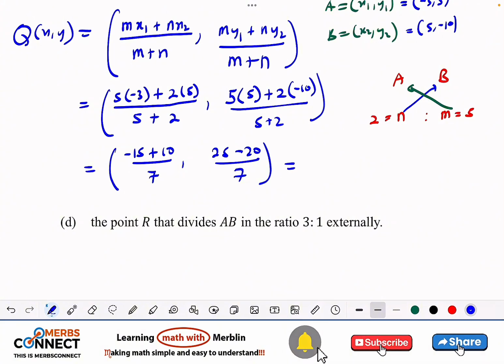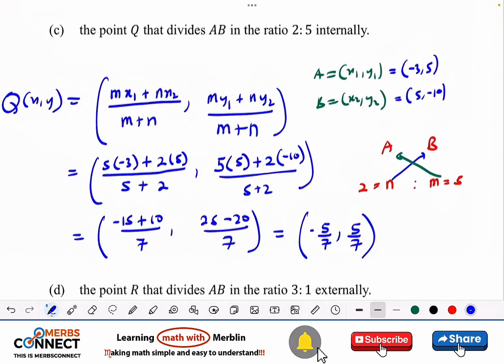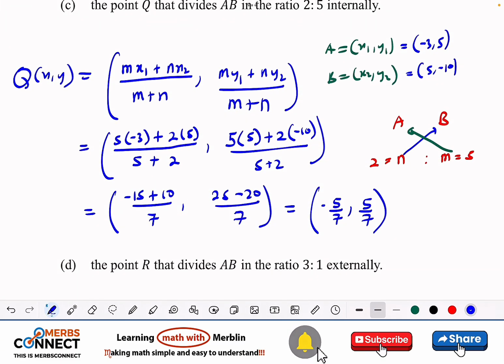And guess what we are going to get? The top, when I add, I'm going to have minus 5 on 7. And then this one too is going to give us 5 on 7. Wow, we did it, right? So basically, we can see that it's all about formulas. That's the one tip that you need to know: learn the formulas and learn how to use them by solving more examples.